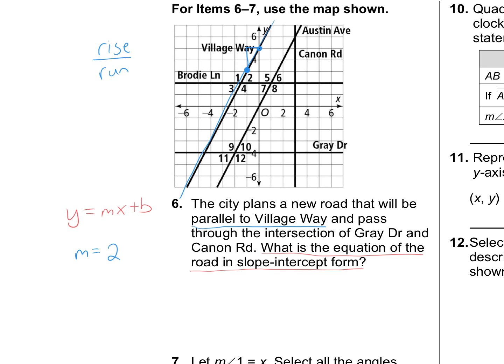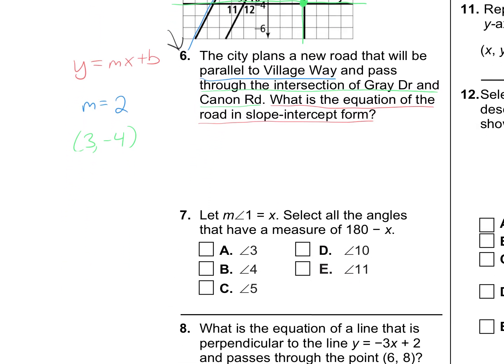The next information they gave us is through the intersection of Gray Drive and Cannon Road. Why did they give us that information? Because it tells you where your points are going to be. It gives us a coordinate, right? So here's Cannon Road. Here's Gray Drive. Where do they intersect at? 3, -4. So our point is 3, -4. Looking at the question here, is there any other information we need to get from it? Or is that all they gave us? That's it, right? So now we get to work with what we're given.